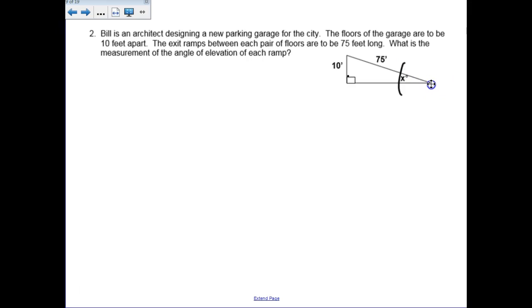Because I don't know if you guys have been in parking garages, but they can be a little scary if you don't have the right size vehicle. And have you ever been in a parking garage that's like super steep? You guys don't really drive in parking garages anymore?